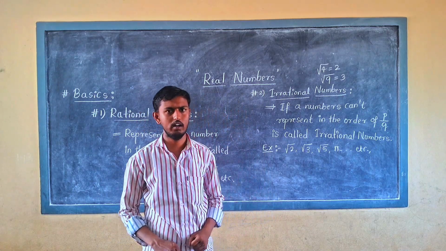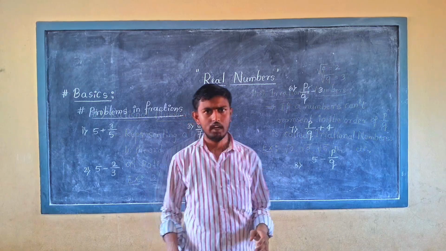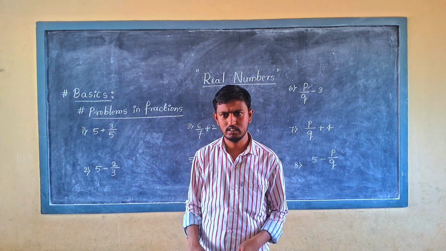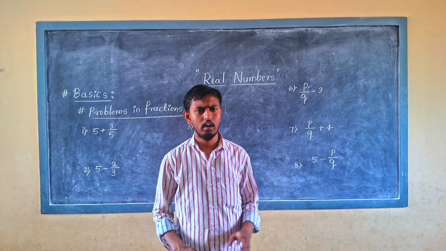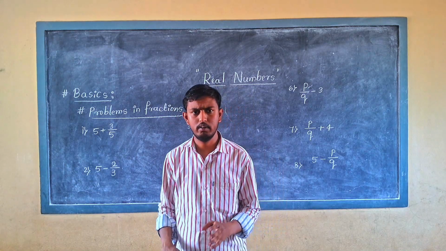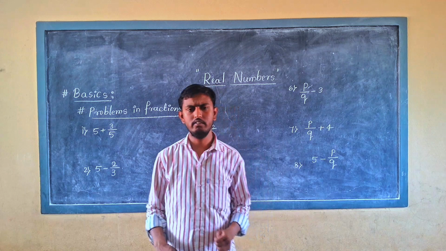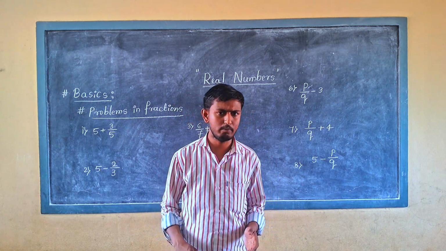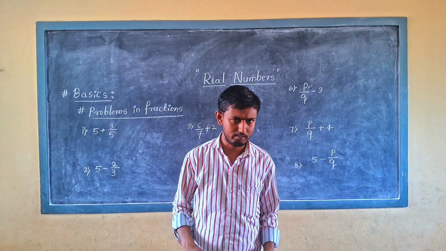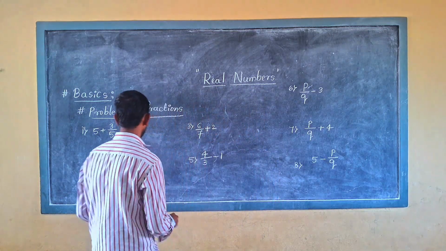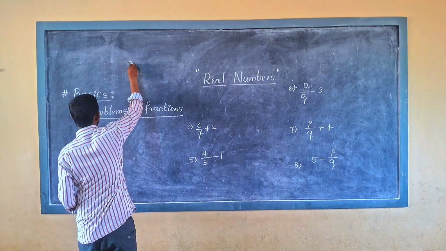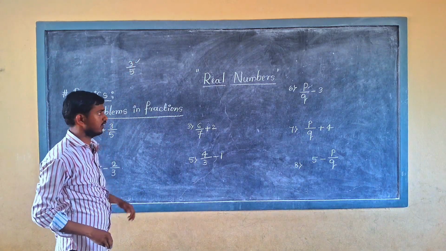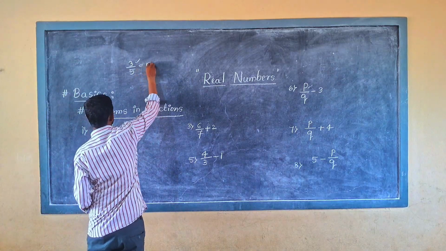Next we go to fractions. In fractions we learn the types of fractions and some problems. A fraction is a part of a whole number. Mainly we learn three types of fractions: one is a proper fraction, another is an improper fraction, and another is a mixed fraction. In a proper fraction, the numerator is smaller than the denominator. This is a proper fraction.